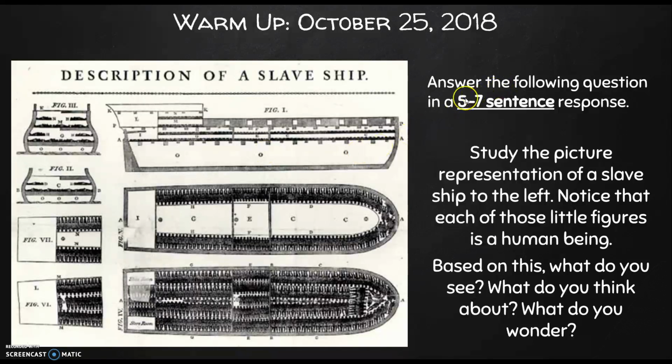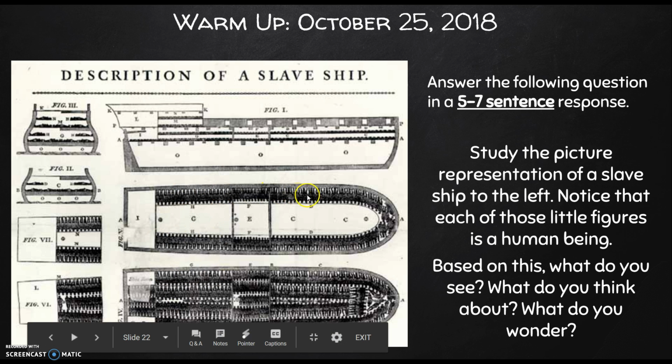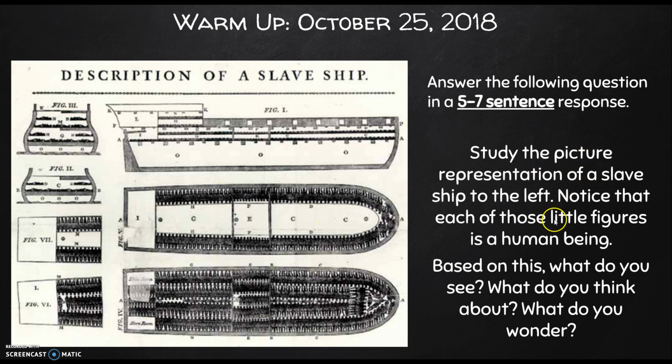But as always, please answer the following questions in a 5-sentence response. So, study the picture representation of a slave ship to the left. And this is actual drawings, actual primary source from the 1500s, 1600s, 1700s of what a slave ship looked like and how people were arranged on it. So notice that each of those little figures is a human being. So these little lines that you see here, each of those is like a set of feet. Those are human beings in there.